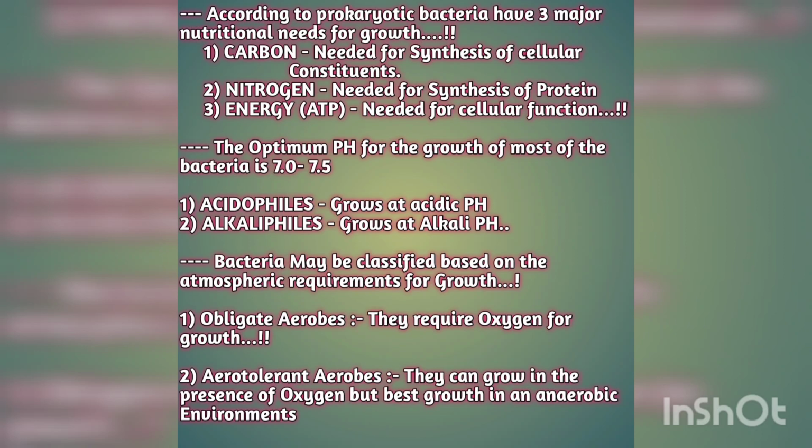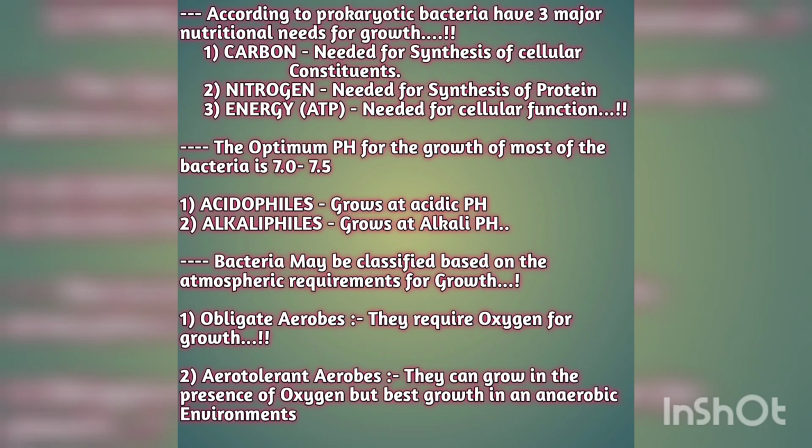Okay friends, so based upon the optimum pH and different kinds of bacteria, bacteria have been classified based on their atmospheric requirements for growth. So we have different kinds of bacteria, which we are now going to discuss. First is obligate aerobes. What do you mean by obligate aerobes? Obligate aerobes are bacteria that require oxygen for growth.